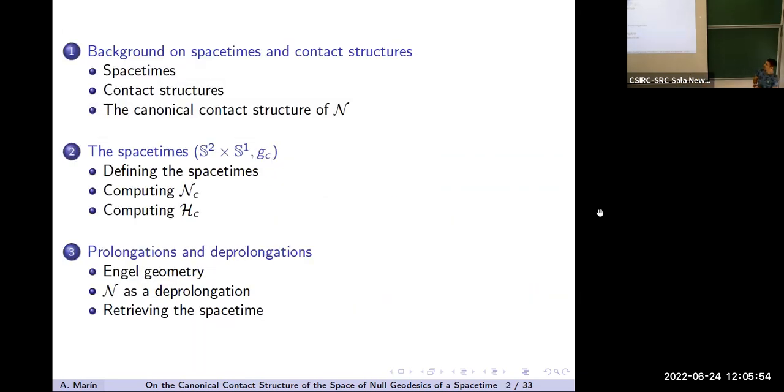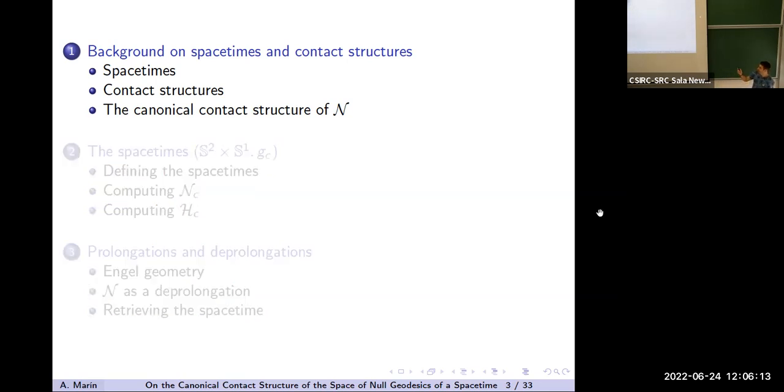Great. So I'm going to use spacetimes and contact structures. Then we're going to apply the theory to a special case of spacetimes, which are easy enough to be computable, but non-trivial in some sense that I'm going to develop. And we're going to end up talking about Engel geometry and its role in the picture.